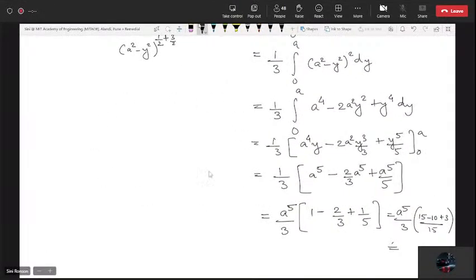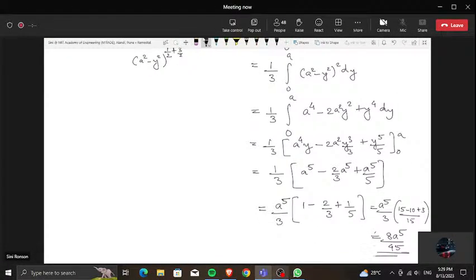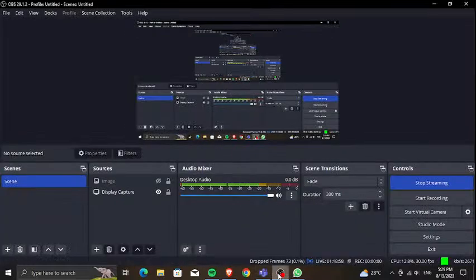15 minus 10. What is 15 minus 10? 5. 5 plus 3. 8. Right? So will I get 8a raised to 5 upon 45? Yes, 8a raised to 5 upon 45 is the answer. So is the question understood?